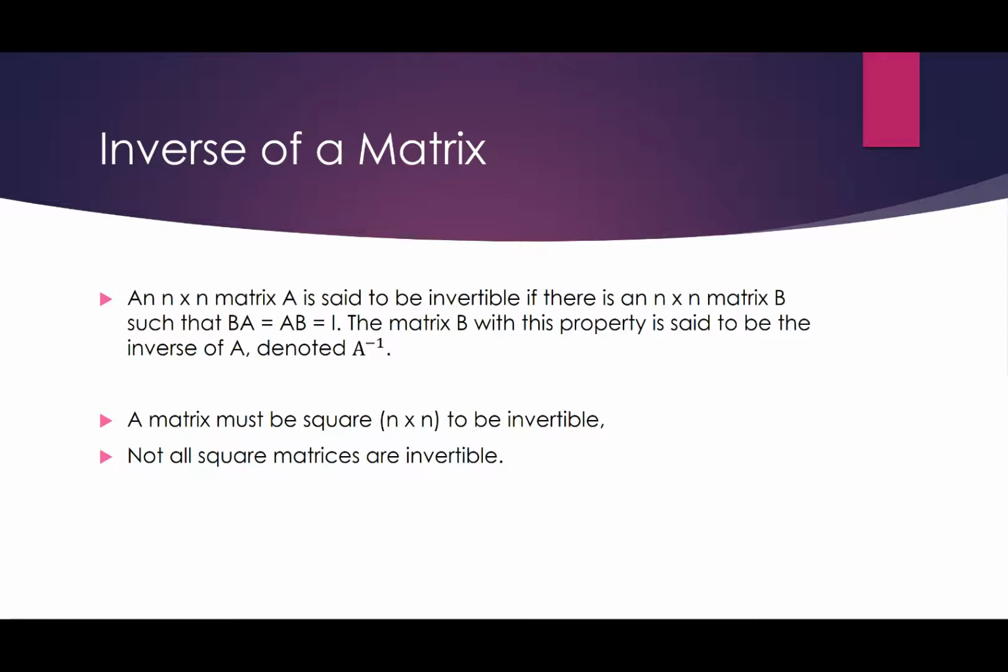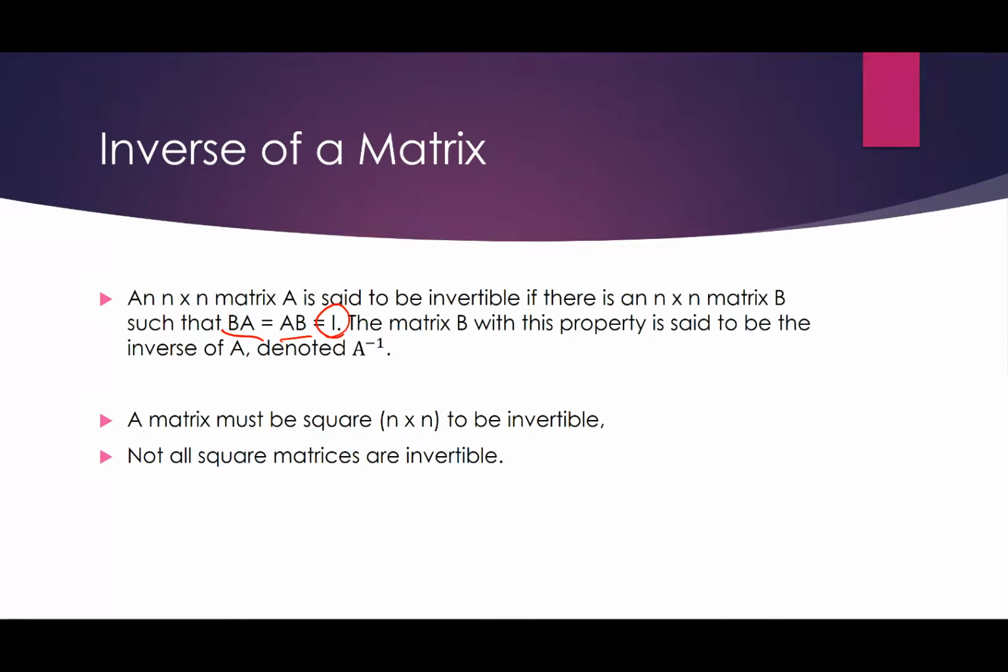So, inverse of a matrix: an n by n matrix A is said to be invertible if there is an n by n matrix B such that B times A and A times B, notice how they are the same both ways around. We talked about in section 6.1 that that's not always the case. B times A and A times B equals I, the identity matrix.